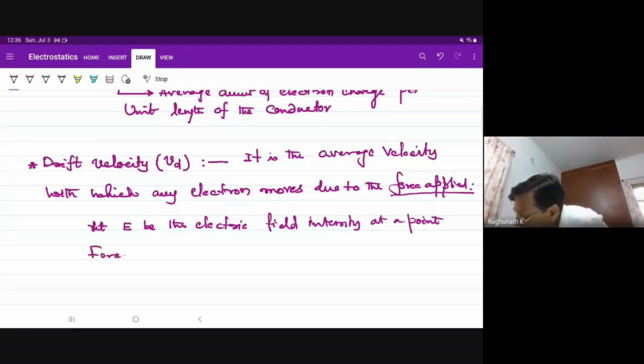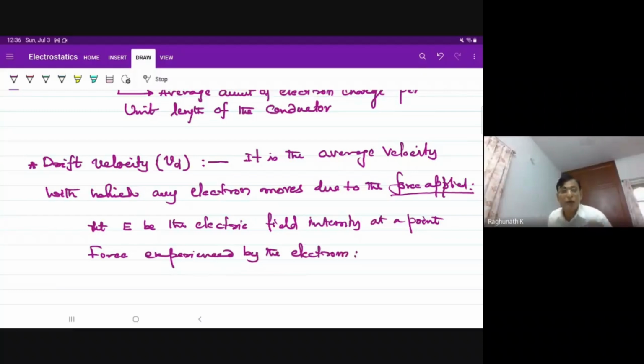Force experienced by the electron, electron or hole, plus or minus e charge, it will have. Magnitude of the force only I am talking about is equal to small e into capital E. You know that, because E is the field force experienced by unit positive charge. Any charge of e coulombs will experience the force of eE. If it is negative charge, it is in the direction opposite to the electric field intensity. If it is positive charge, in the direction same as that of the electric field intensity, it experiences the force.